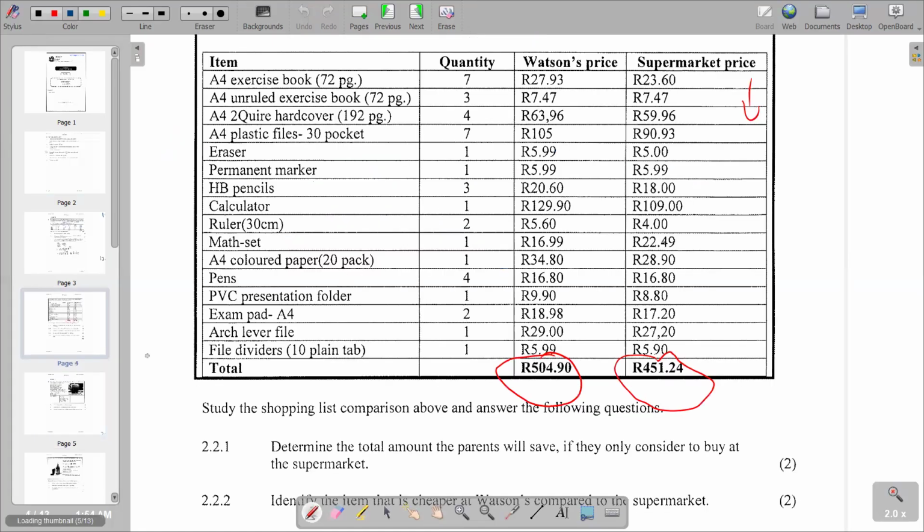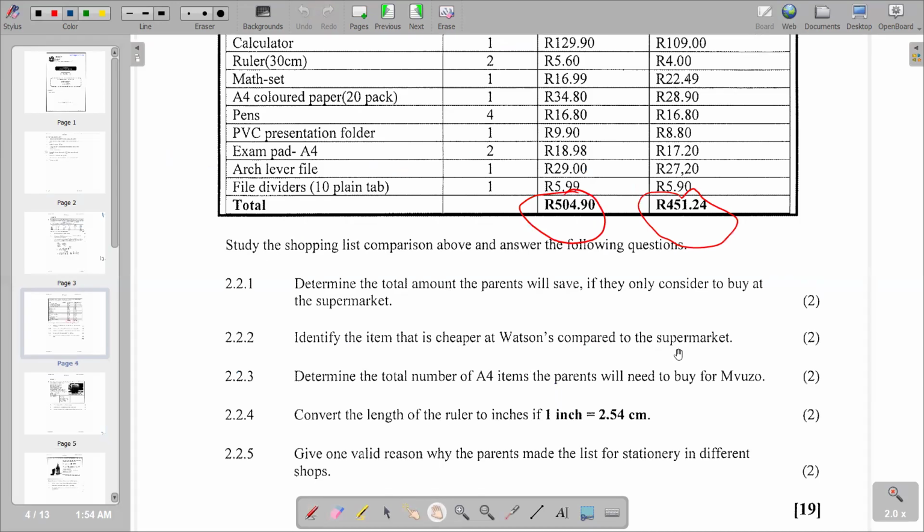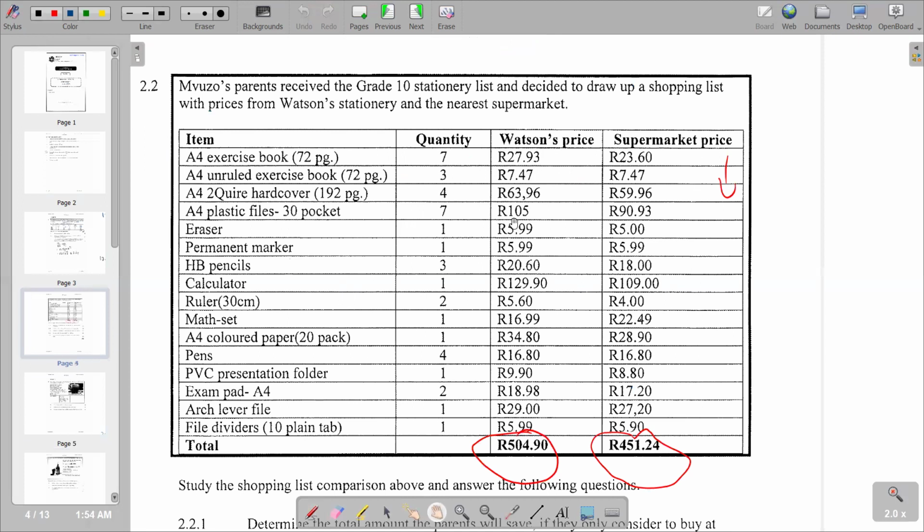And we can refer to the next question, which reads: identify the item that is cheaper at Watson's compared to the supermarket. So we want an item that has a cheaper value than what we have under supermarket. If you go item by item, for the A4 exercise books, we've got 27.93 under Watson's and 23.60 in the supermarket. So you see that Watson's is more expensive. We want the one that is cheaper compared to the supermarket. We go to the next one, 7.47 is equal to 7.47, so it's not cheaper.